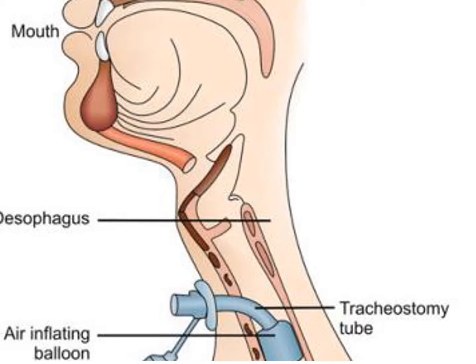For assisted ventilation, endotracheal tube can be kept for 7 days. Beyond that period, patient needs tracheostomy for further ventilation.